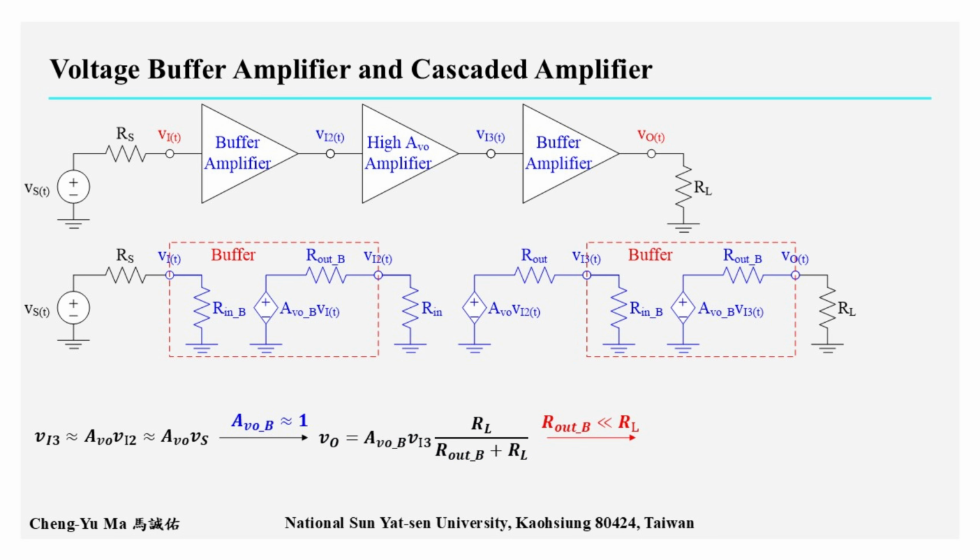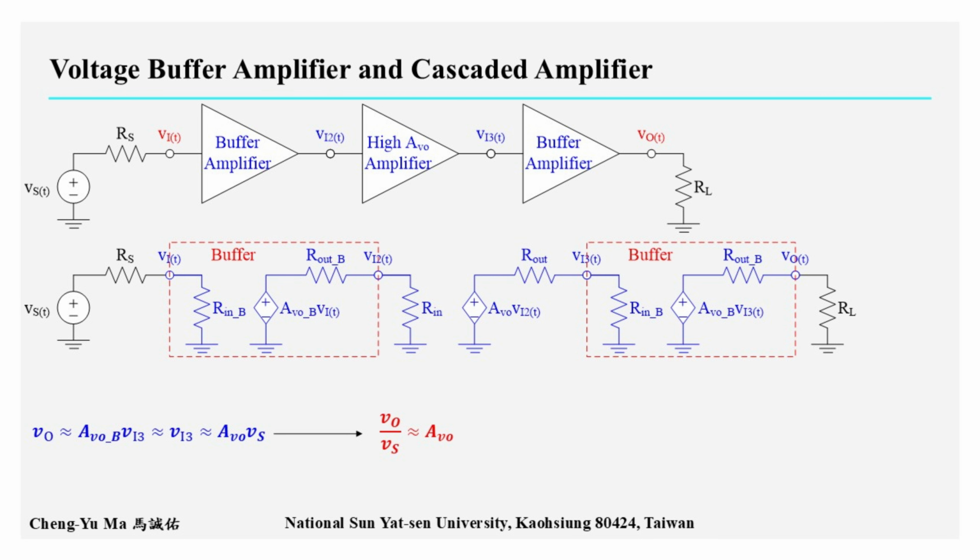Then we use the low output resistance characteristic of the voltage buffer amplifier. Finally, we can obtain that the output voltage signal delivered to the load is approximately equal to VI3, and VI3 is approximately equal to AVO times VS. From this result, we can understand that a voltage buffer amplifier can effectively improve the poor input resistance and output resistance of the overall voltage amplifier. This is the purpose of the buffer circuit.